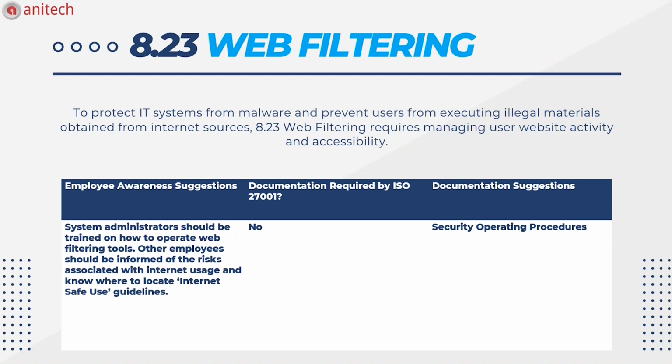Then we have web filtering. To protect IT systems from malware and prevent users from executing illegal materials obtained from internet sources, this control manages user website activity and accessibility. System administrators should be trained on how to operate web filtering tools. Other employees should be informed of the risk associated with internet usage and know where to locate internet safe use guidelines. So the documentation around this is security operating procedures.